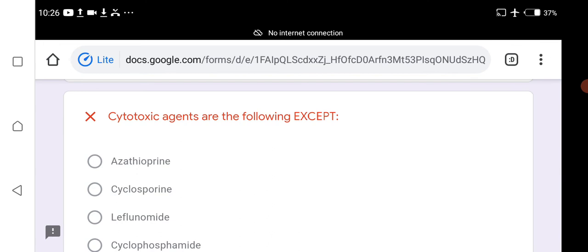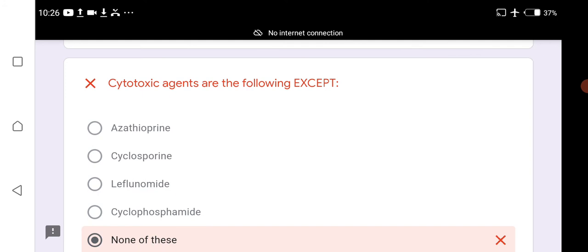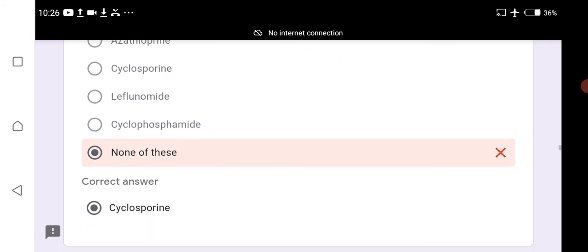Cytotoxic agents are azathioprine, leflunomide, and cyclophosphamide, but the one that is not cytotoxic is cyclosporine.